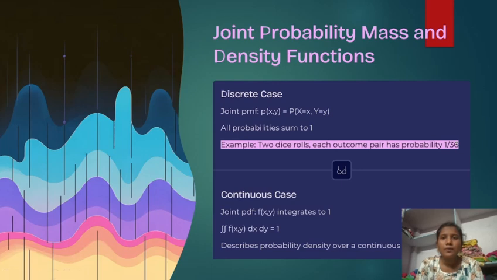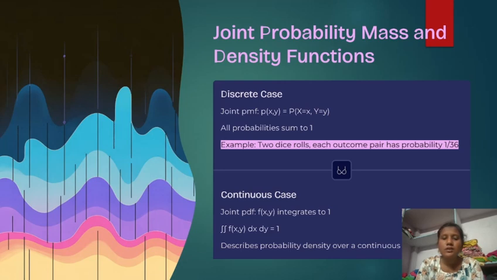Here, joint probability mass and density functions. In the discrete case, the joint probability mass function is represented as small p of x comma y, is equal to capital P of X equals x, Y equals y. Here the sum of all probabilities is equal to 1. For example, if two dice are rolled, each outcome pair has probability 1 by 36.